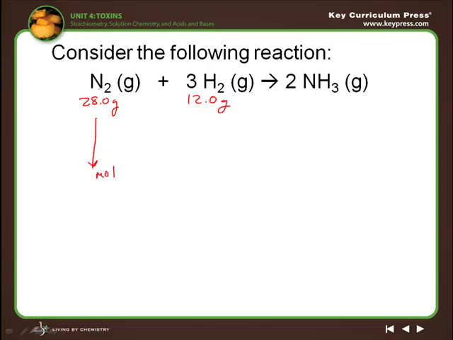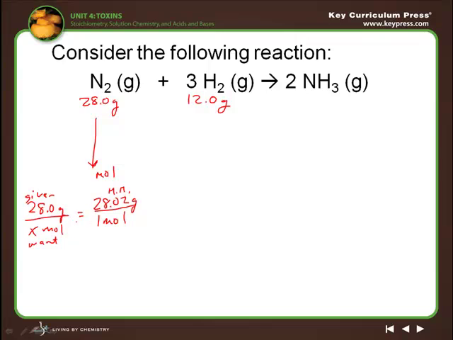So you convert 28 grams of nitrogen into moles. We got 28.0 grams of nitrogen. And there happens to be in N2, 14.01 plus 14.01 equals 28.02 grams in 1 mole. This is just a coincidence. This is the molar mass. This is what's given, and this is what we want.